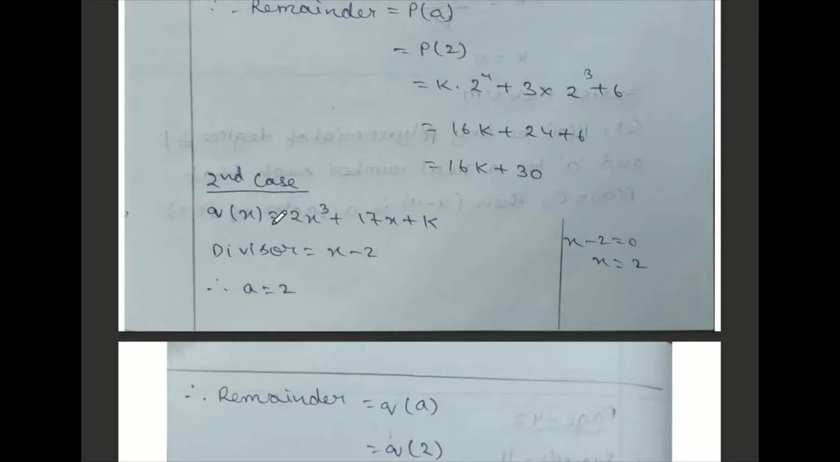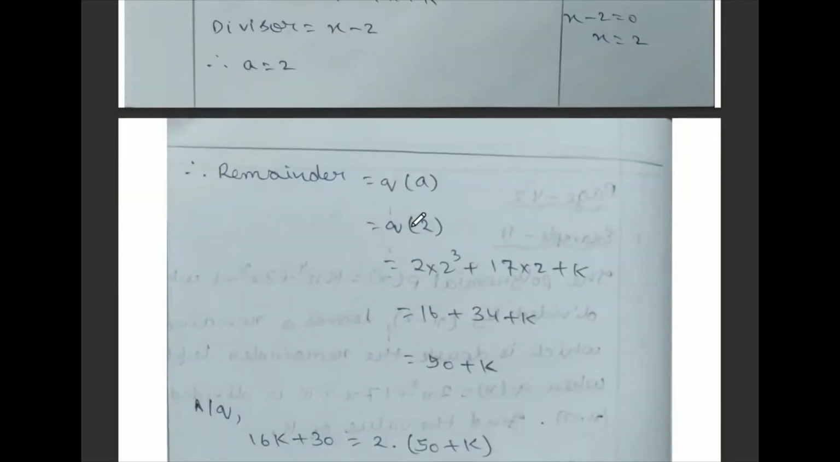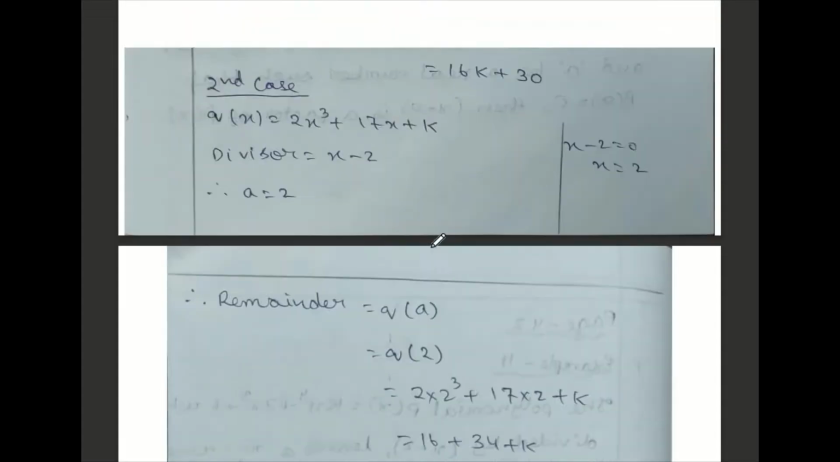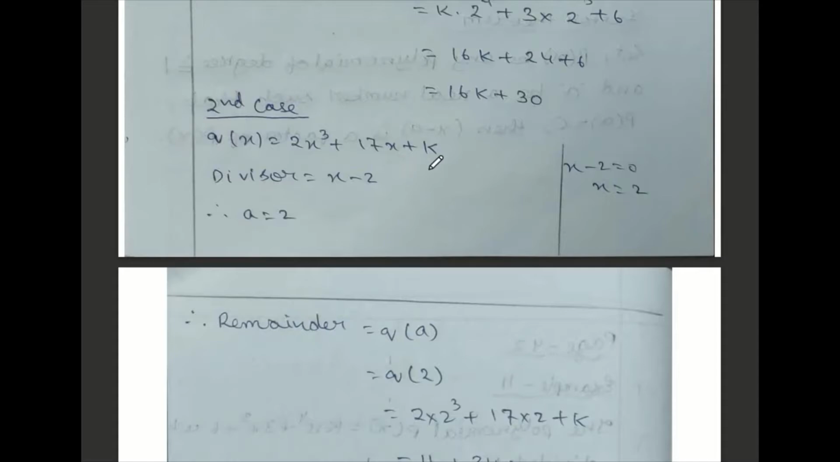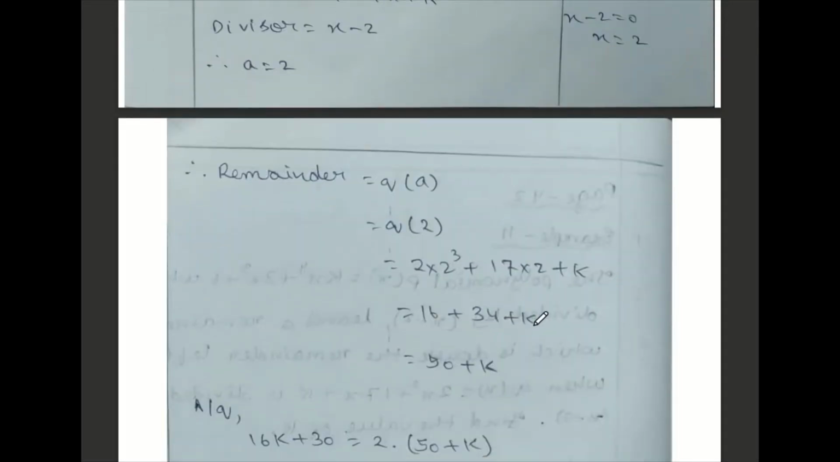Now the second case, the polynomial is given by Q(x). So Q(x) is equal to 2x cube plus 17x plus k. The divisor is the same, x minus 2. So the value for a is coming 2. Now calculate the remainder, which is equal to Q(a), that is Q(2). Now 2 you can replace in place of x in the original polynomial 2x cube plus 17x plus k. So it becomes 2 into 2 cube plus 17 into 2 plus k. 2 to the power 3 is 8, 8 2s are 16, 17 2s are 34, plus k. This addition is giving you 50 plus k.